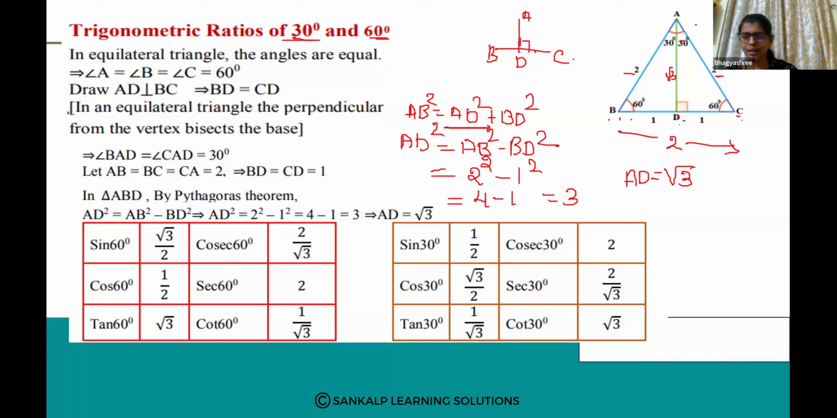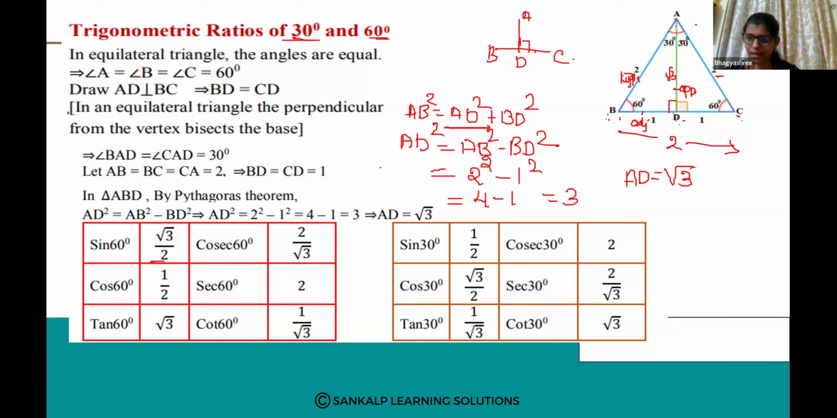Now, dear children, remember sin 60 degree. Sin 60 degree means, theta is here. That means this is the opposite side. And this one is the adjacent side because here it makes an angle of 90 degree. Where 90 degree and theta lie, that line is the adjacent side. And this is the hypotenuse, right? So sin 60 means opposite divided by hypotenuse, AD divided by AB. AD value is root 3, AB value is 2. Therefore, this is root 3 by 2. Remember, sin 60 degree is root 3 by 2.